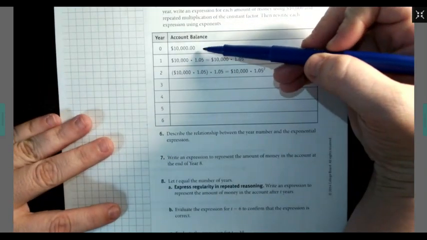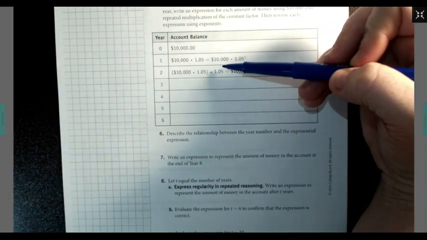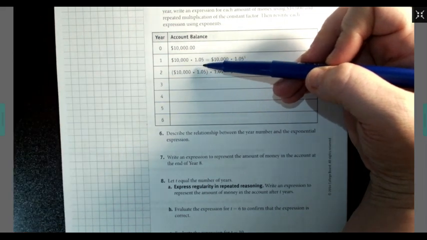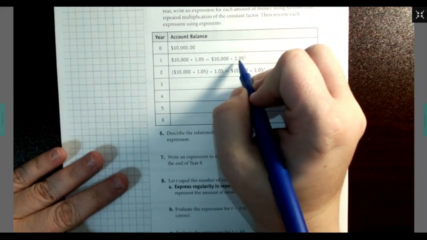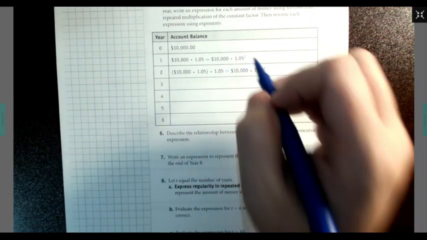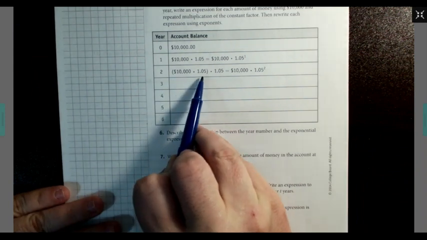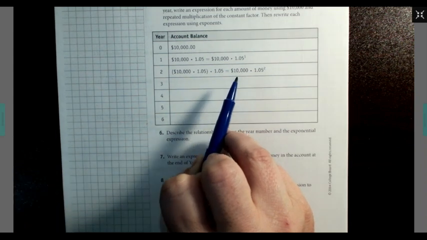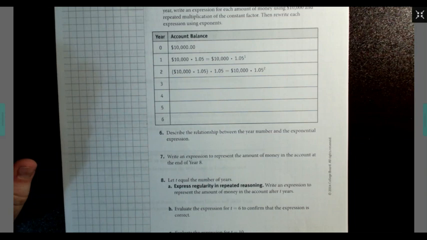So in year 0, the account balance is 10,000. In year 1, the account balance is 10,000 times 1.05, which is that constant factor. It kept getting multiplied, right? So that's 10,000 times 1.05 to the first power. Year 2, they have done for us as well. They did 10,000 times 1.05 times 1.05, which is the same thing as saying 10,000 times 1.05 to the second power.